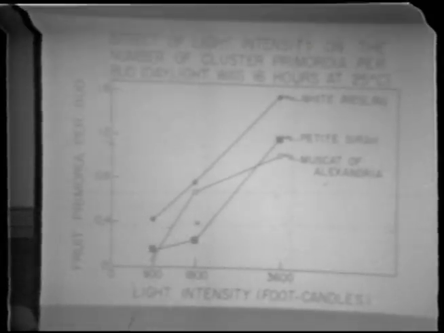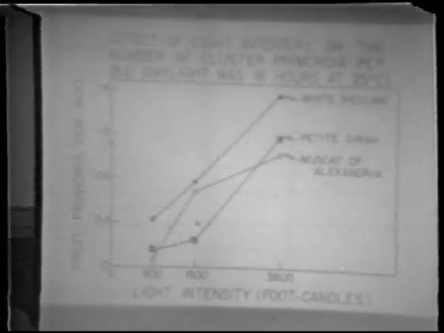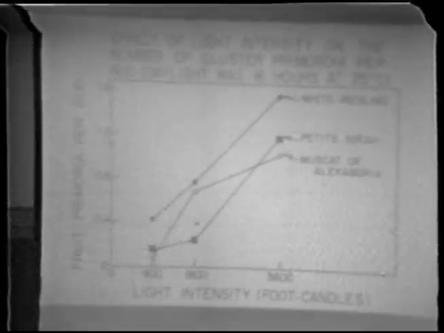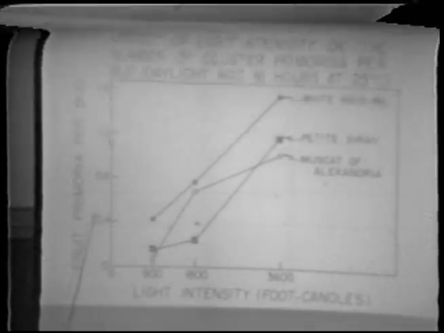And the mechanism here was explained in terms of photosynthesis. With an increase in light intensity, there's an increase in photosynthesis, which would mean there would be an increase in carbohydrates. And this resulted in an increased fruit bud initiation.